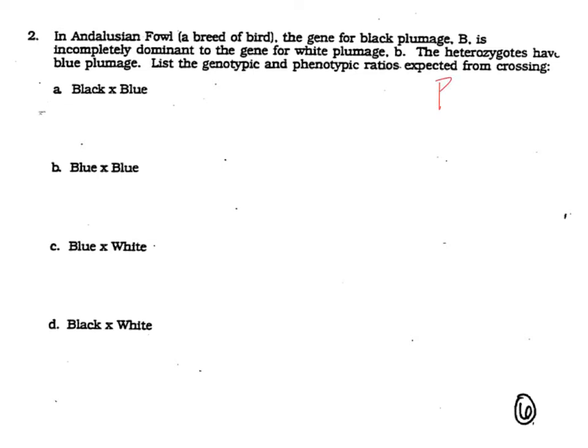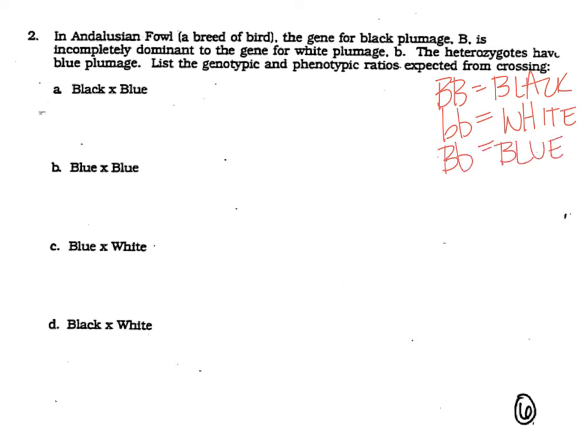All right, so 2 big B's is going to be black. 2 little b's is white. And then the heterozygote, big B, little b, is going to be blue. From there, the problem is exactly the same as what we did before. So they want us to cross a black bird with a blue bird. Then you fill out your Punnett square just like before.